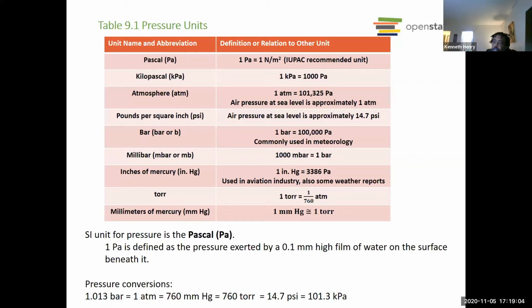Okay, so you are familiar with some of the units, and let me give you a little bit more. 1.013 bars is equal to about 1 atmosphere. 1 atmosphere is equal to 760 millimeters of mercury, which also equals 760 torr, which also equals 14.7 psi. And that equals 101.3 kilopascals.